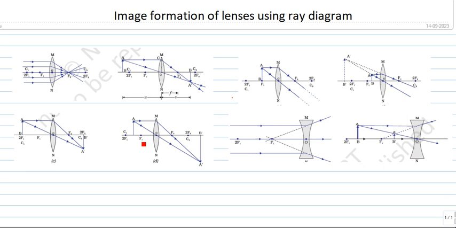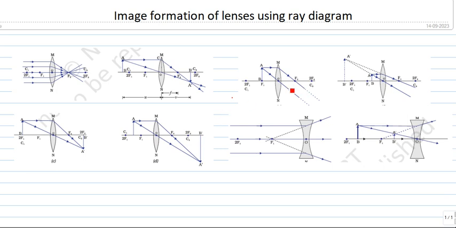Yes, now the fourth position, which is between F1 and 2F1, so between C1 and F1. At this point, when you place the object and draw two rays, one parallel to the principal axis and one passing through the optical center, and make them meet, we find that the image is formed beyond C2 or 2F2. Yes, so this is an enlarged, real and inverted image.